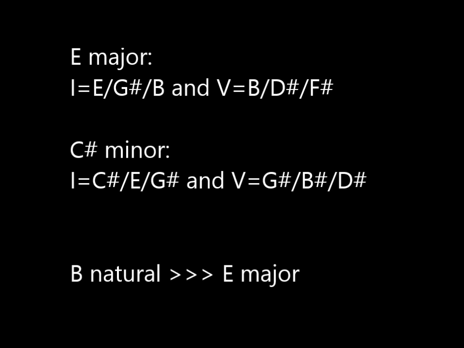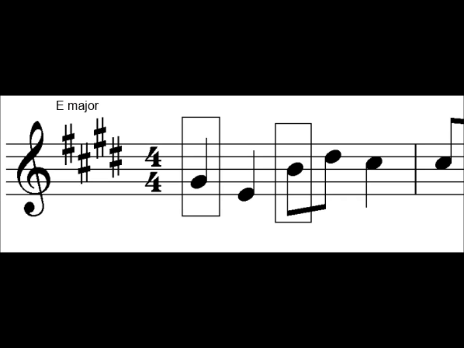Write out the notes of those chords, chords 1 and 5 in E major and chords 1 and 5 in C sharp minor. You can see here that the note B natural only occurs in E major. It doesn't occur in these 2 chords in C sharp minor. Therefore, the key of this piece is E major. Let's take a look at another one.